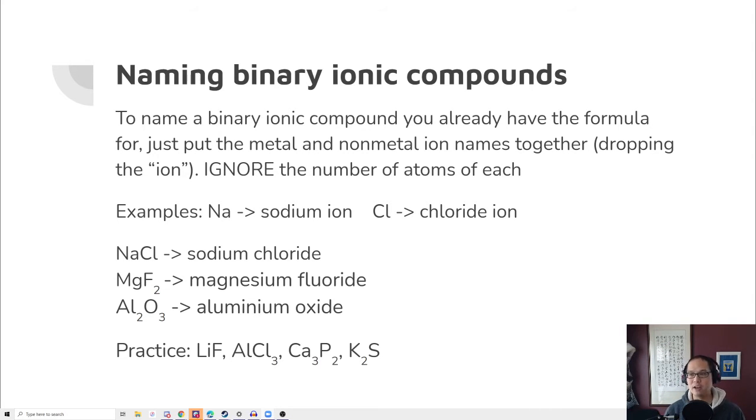Okay, AlCl3. What is that ionic compound going to be named? Okay, it's going to be aluminum chloride, right? We just have aluminum. We have Cl, which is the chloride ion, so we just call it aluminum chloride.